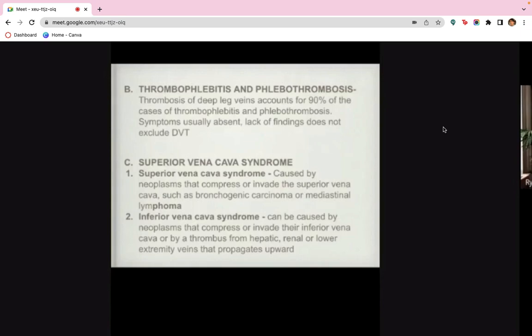Okay? Next, we have your superior vena cava syndrome, okay, caused by neoplasms that compress or invade the superior vena cava, such as bronchogenic carcinoma or your mediastinal lymphoma. And of course, we have your inferior vena cava syndrome, okay, can be caused by neoplasms that compress or invade the inferior vena cava or by thrombus from hepatic, renal, or lower extremity veins that propagates upward.